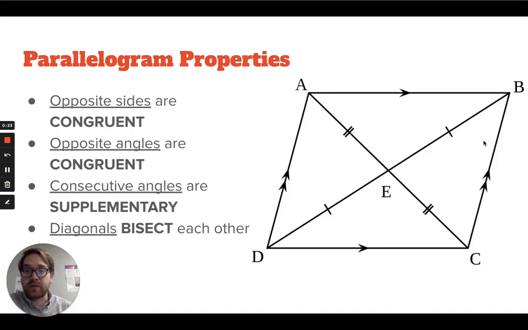Just to remind you, here are the four main properties of parallelograms that we were talking about. Opposite sides are congruent, opposite angles are congruent, consecutive angles are supplementary, and diagonals bisect each other. Those are the general properties of parallelograms, and so these special parallelograms that we'll be looking at also have these four properties in addition to a few more. So you want to make sure you remember these properties or have them in your notes because they'll just be added onto with our special parallelograms.